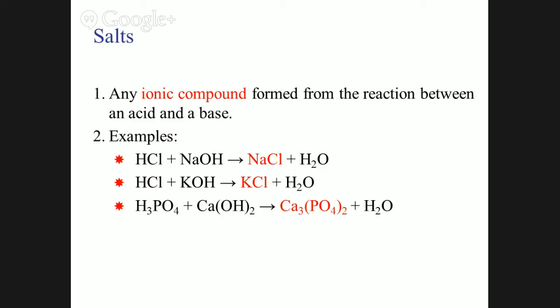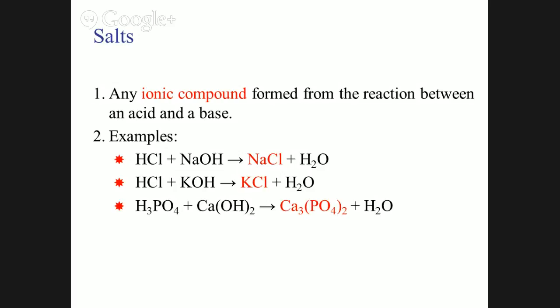HCl and KOH to make KCl and H2O. KCl, potassium chloride, is a salt substitute, by the way, for people who can't have too much sodium in their diet. And then the third case here, we have phosphoric acid, H3PO4, plus calcium hydroxide, which forms the salt, calcium phosphate, and again, plus water.